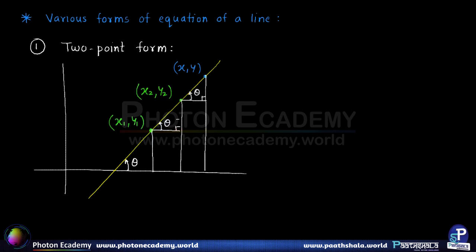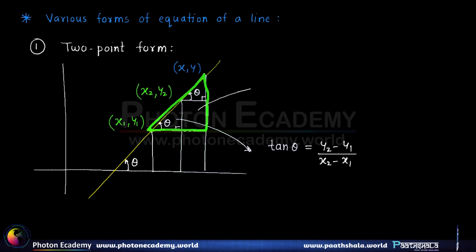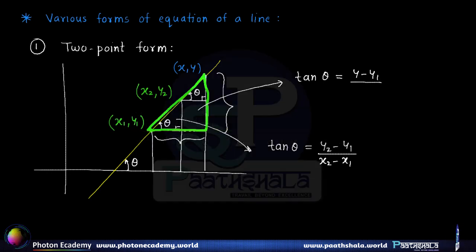Now from the smaller triangle we can see that tan theta is equal to (y2 minus y1) upon (x2 minus x1). But if you consider a larger triangle, right? So here if you see a larger triangle like this, now in this case we can write tan theta as the larger opposite side, which will be nothing but y minus y1, upon the adjacent side which is horizontal below, that will be nothing but x minus x1.